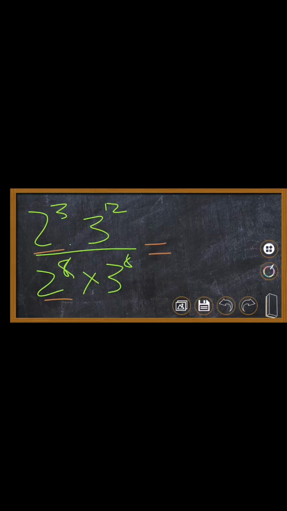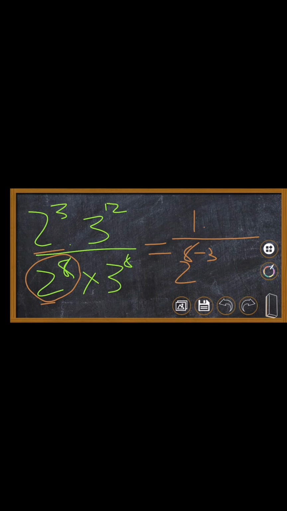It's the same base, so we can use the following rule: a to the power of m over a to the power of n, you can say a to the power of m minus n, right? So how do we use it? Using the 2's, we're going to take the bigger 2, and the bigger 2 is on the denominator. So we're going to say 2 to the power of 8 minus the smaller one, which is 3. And then here stays 1 for our 2, right?